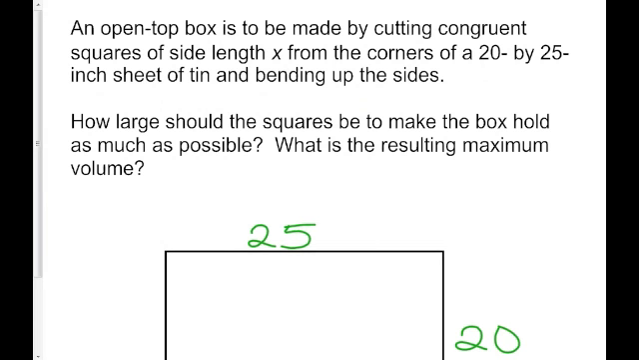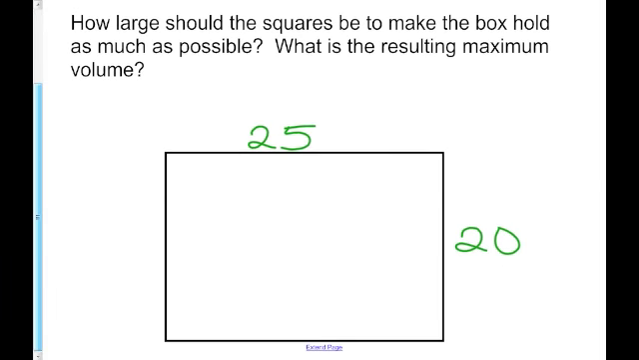An open top box is to be made by cutting congruent squares of side length x from the corners of a 20 by 25 inch sheet of tin and bending up the sides. How large should the squares be to make the box hold as much as possible? Or in other words, what is the resulting maximum volume? We're solving for both the x that maximizes the volume as well as the maximum volume.